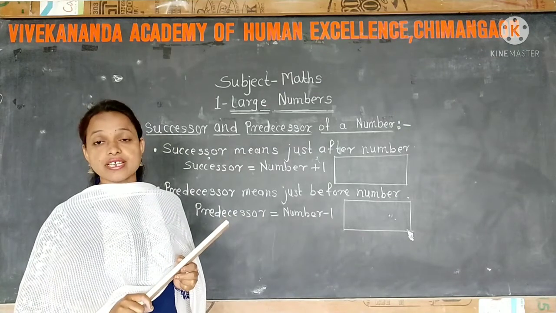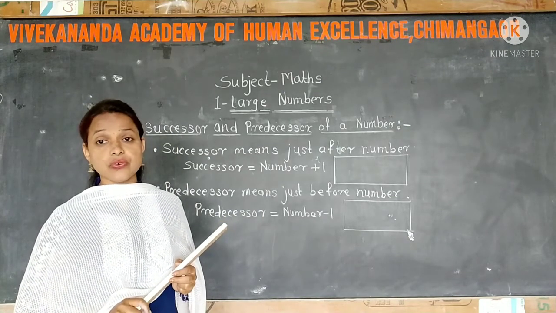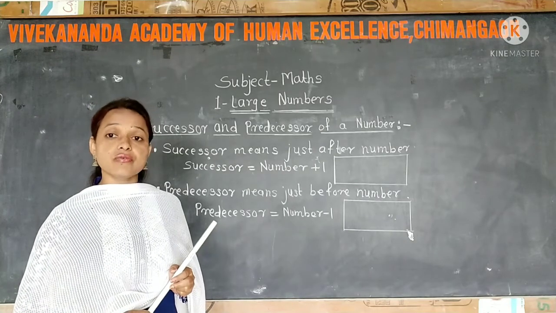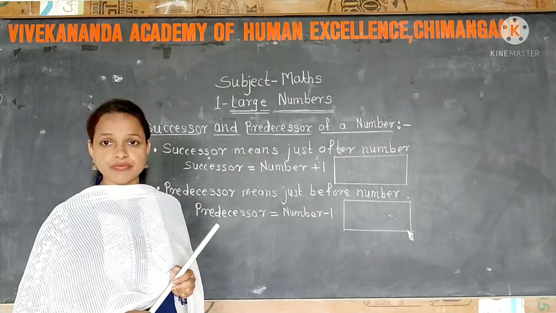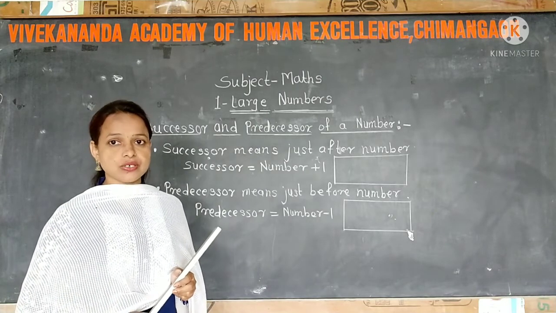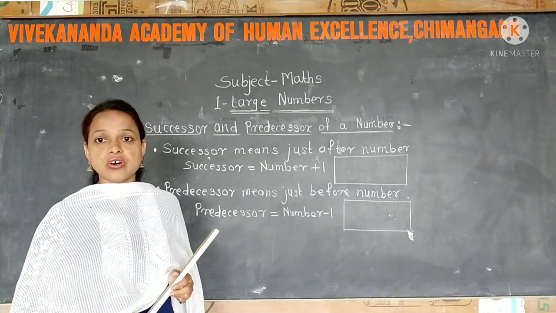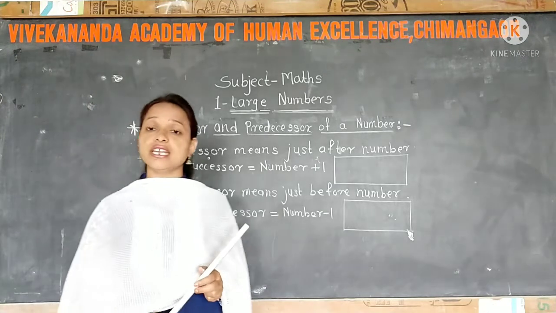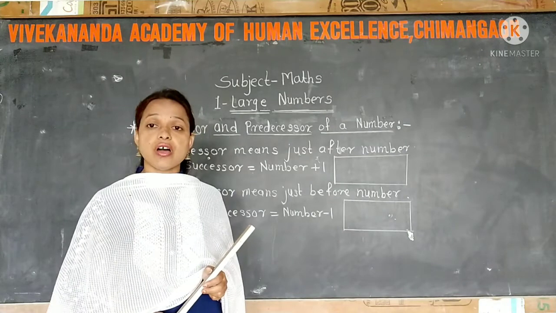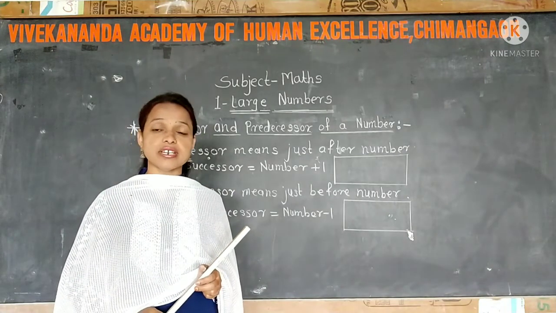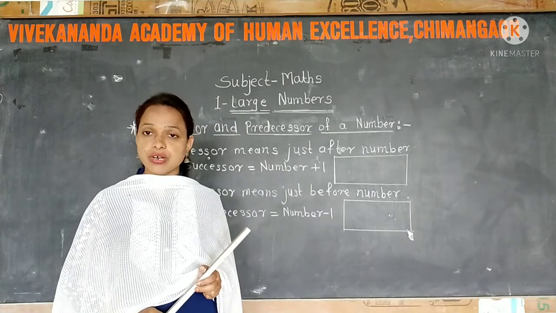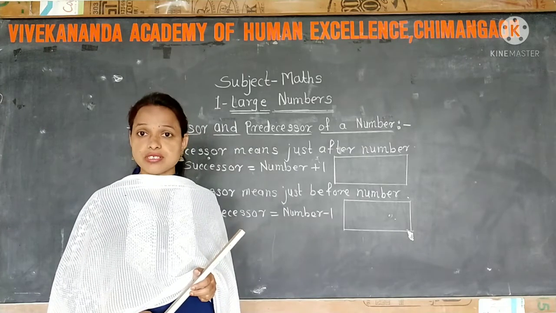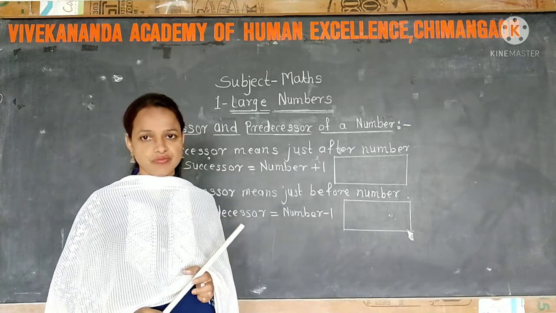For example, take 14, and you have to find the successor of 14. Then we have to add 1 to 14. 14 plus 1 is 15. So 15 is the successor of 14. Or if you take a 3-digit number, 145, and you have to find the successor of 145, then 145 plus 1 is 146. So 146 is the successor of 145.